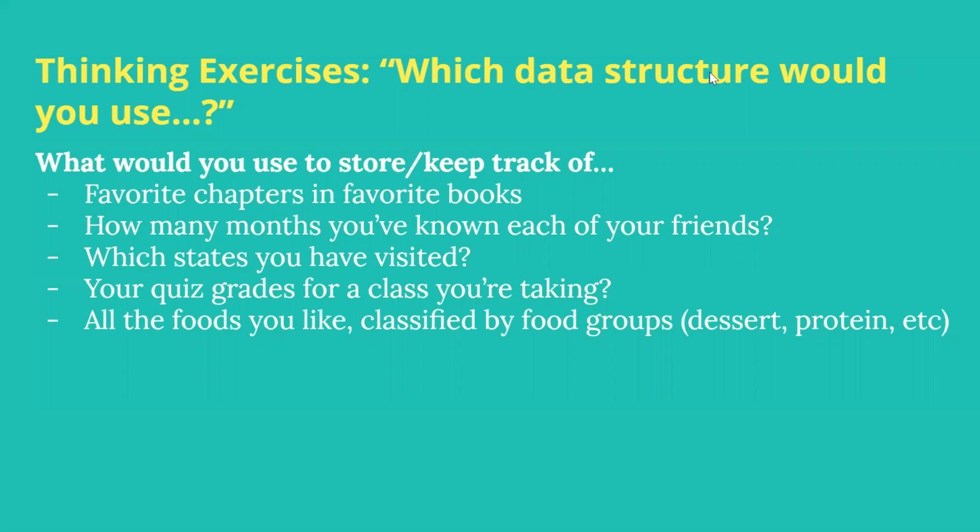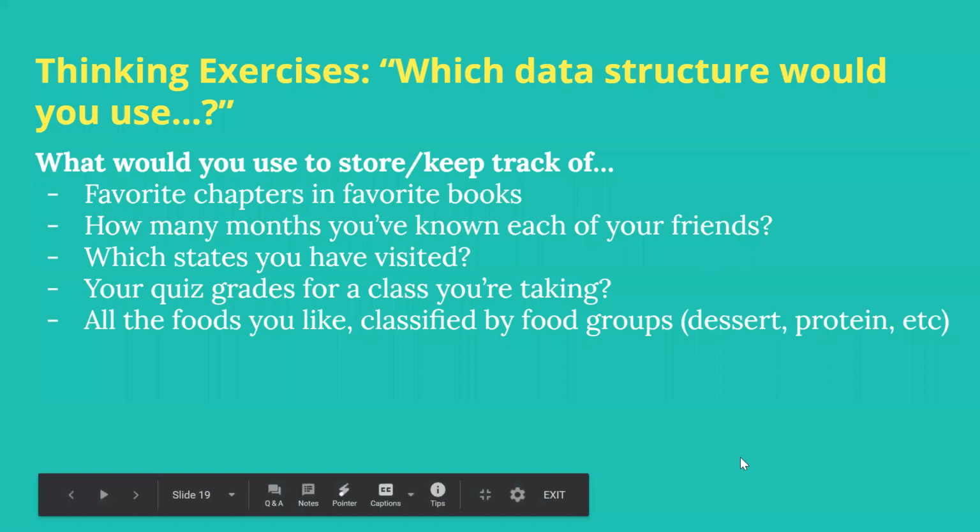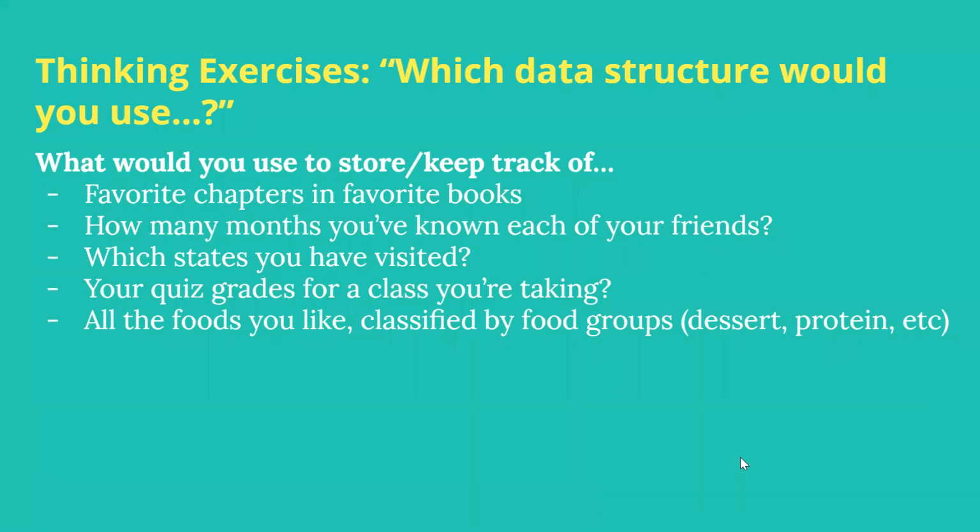So I guess we already did the first one. What could you use for the second one? Like how many months you've known each of your friends? There's more than one answer for some of these, but for some of these there's a more obvious one that makes more sense to use. Yeah, a dictionary. Your key would be each friend's name, and the value it maps to would be the months. What about which states you visited?